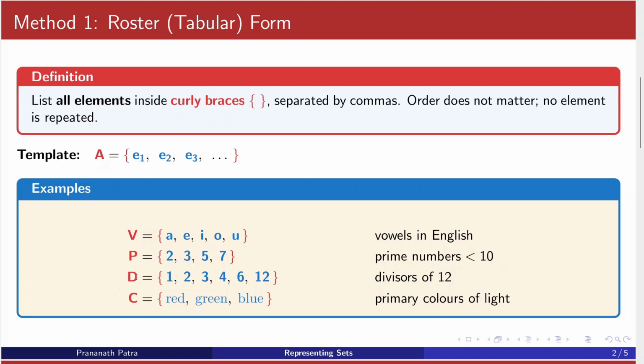Then we have set D. D equals the set containing 1, 2, 3, 4, 6, and 12. These are all the whole numbers that divide evenly into 12, known as the divisors of 12. Finally, we have set C. C equals the set containing the words red, green, and blue. These are the primary colors of light. Notice how in every example we use the curly braces and we separate our items with commas.